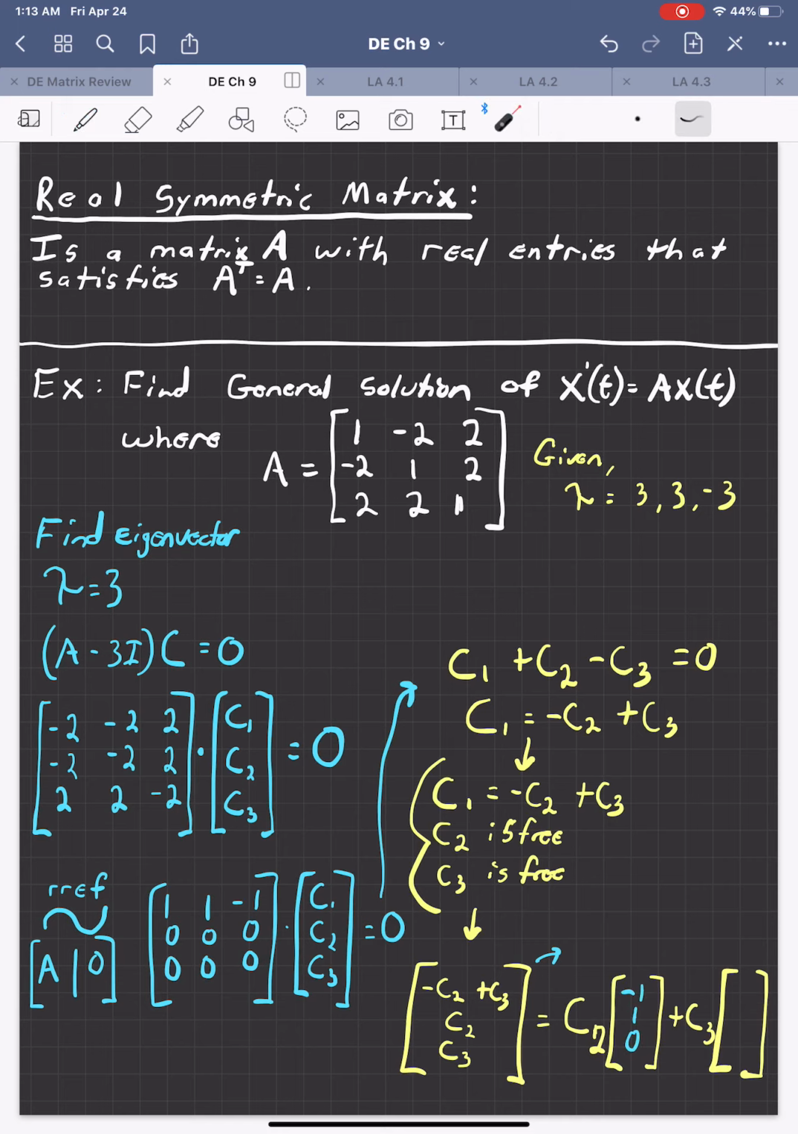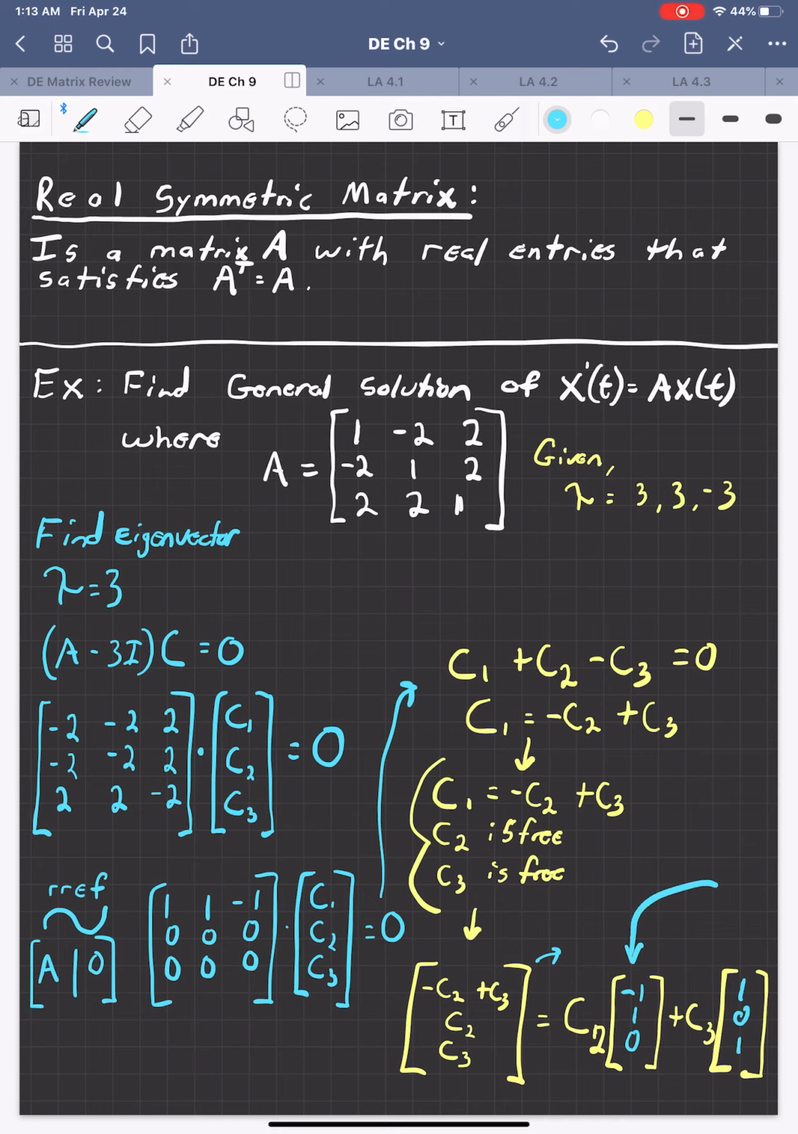Now let's do the same thing for C sub 3. How many C sub 3s are in the first row? 1. How many C sub 3s in the second row? 0. How many C sub 3s in the third row? 1. So we end up with 1, 0, 1. All right, there it is.